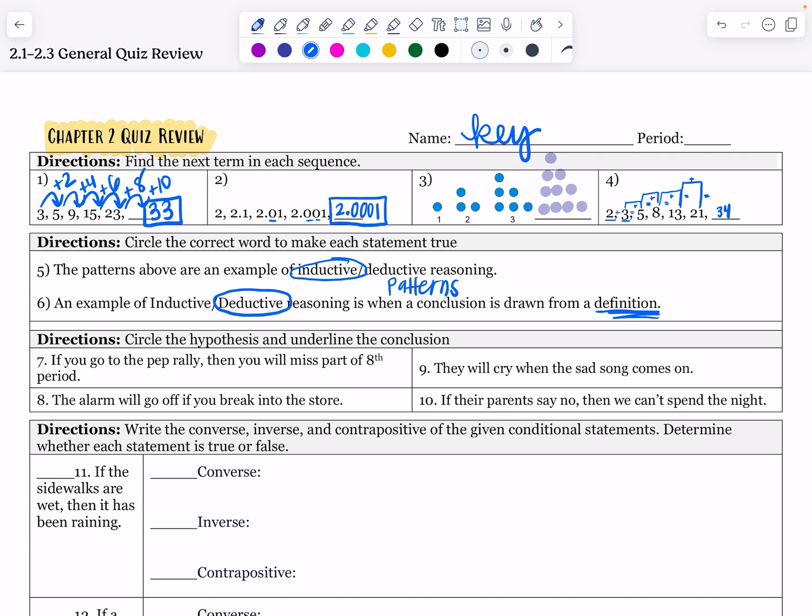All right, and then we get into our next section, which just asks us to circle the hypothesis. I'm going to do that in blue and underline the conclusion. I'm going to do that in yellow, and I'm going to highlight it. You'll know I like to highlight. I'm more of a visual learner.